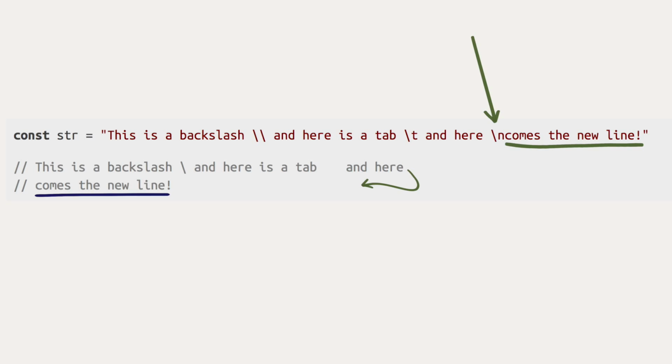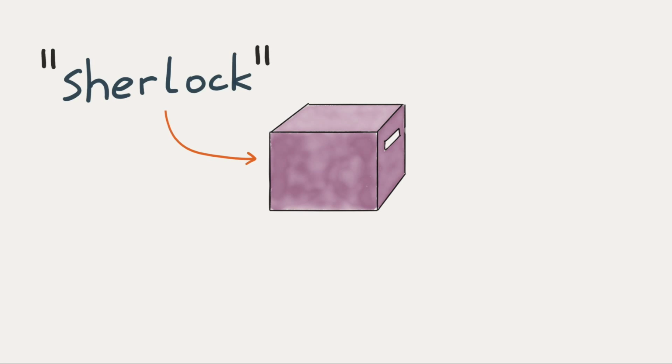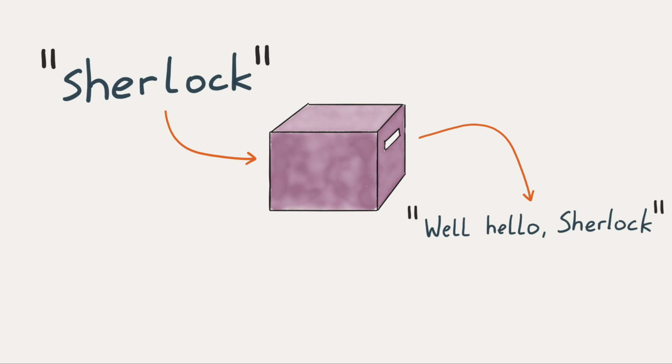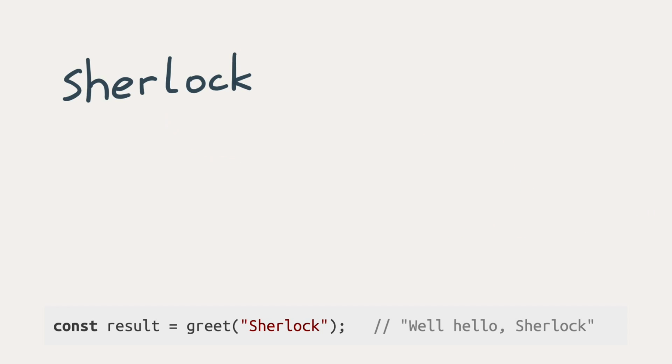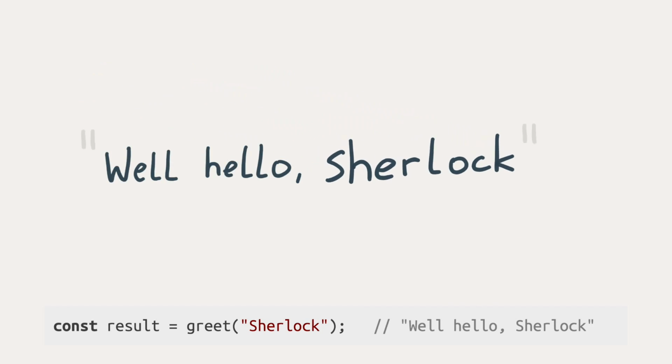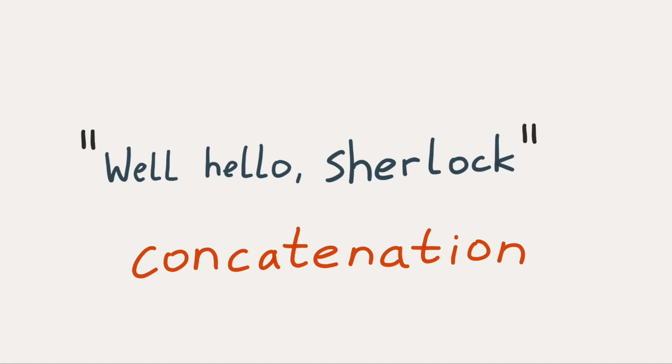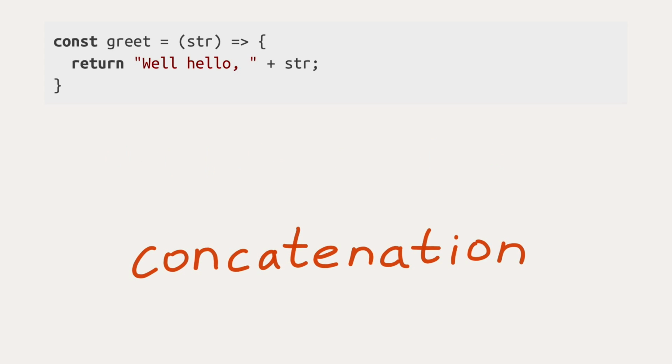Now that we have this knowledge, let's try to write a function. It will accept a string, a name, and return another string, a greeting. This is how it should work. This function must be able to somehow take the incoming string and glue it together with another string. This is called string concatenation, and in JavaScript it's done with a plus, just like adding numbers.